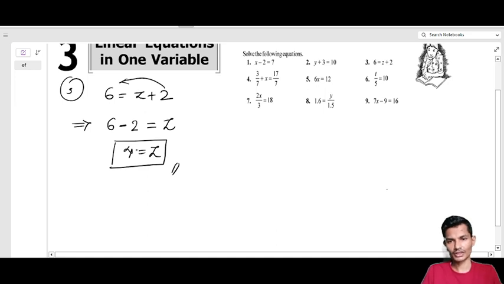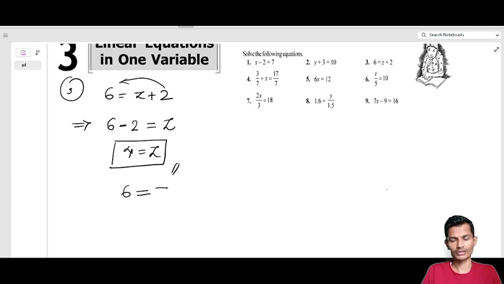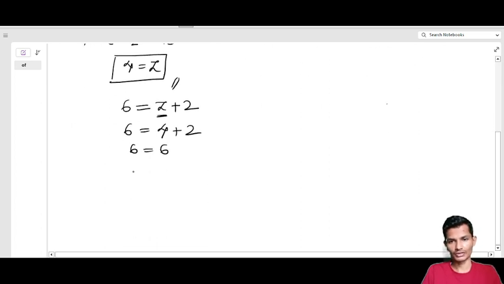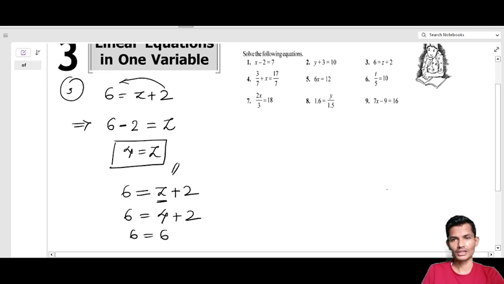So the value of z is 4. I need to check whether it is correct or not. So what I will do is write the same equation that they gave in the question. So 6 equals z plus 2. In the place of z, we found that z equals 4, so I write 4. 4 plus 2 is 6, so 6 equals 6. So we can say that the LHS and RHS of the equation are equal. So the value z equals 4 is correct.